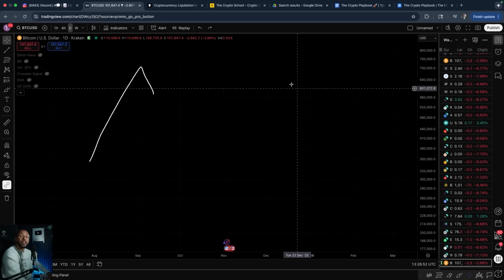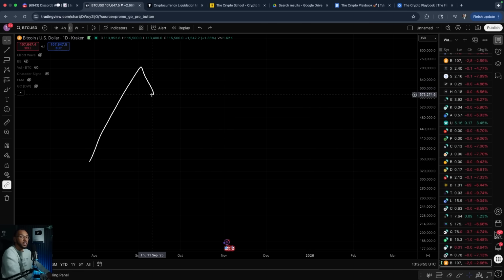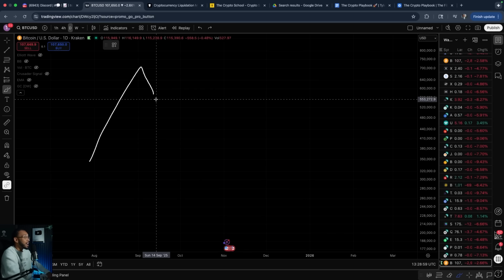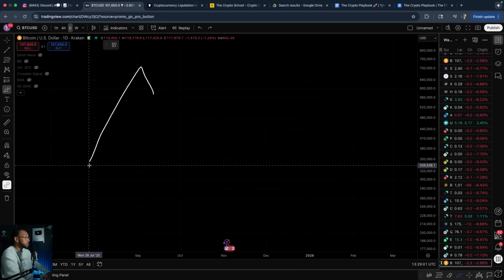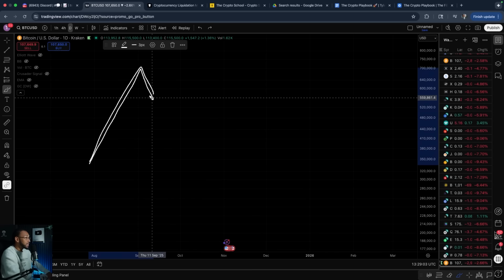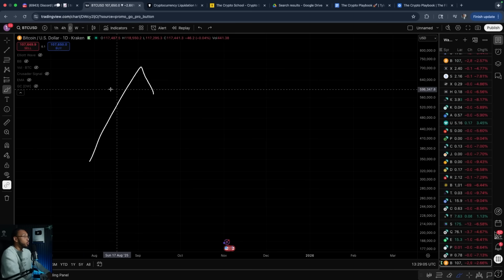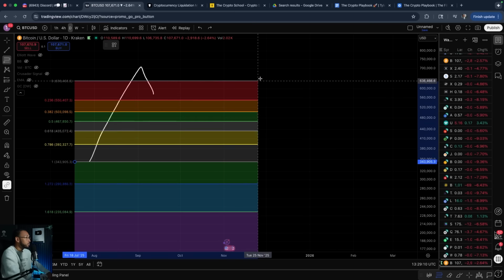Now, let me show you how to use this in this exact scenario, and then I'll go a little bit more in depth about the tool itself. So in this exact scenario, if I'm trying to determine, okay, Bitcoin's price just went up, now it's coming back down, where can I find some support? What I'm going to do is I'm going to use the Fibonacci retracement tool. I'm going to start at the bottom and go to the top.